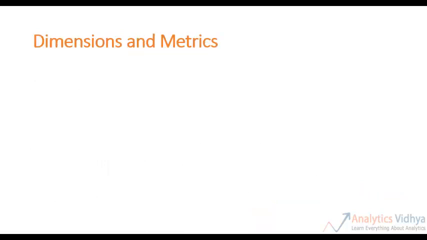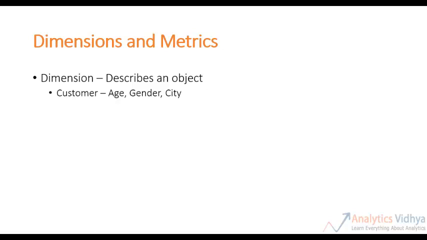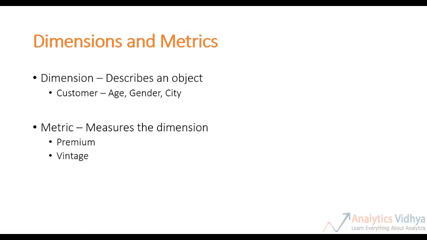Before we move forward, let's quickly understand the concept of dimensions and metrics. Dimensions are essentially attributes which describe an object. So let's go back to the first insurance example. In this case, the dimensions for your customers could be age, gender, city. Metrics are the parameters which essentially measure the dimensions. These could be, for example, premium, or the vintage of your customer.